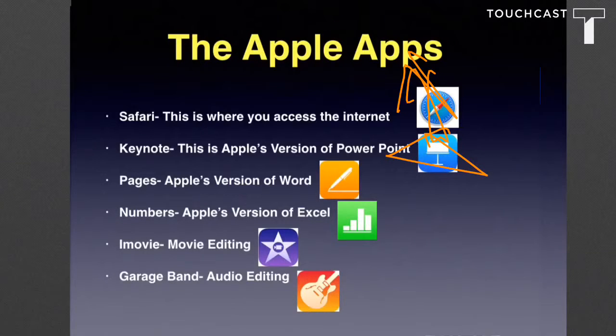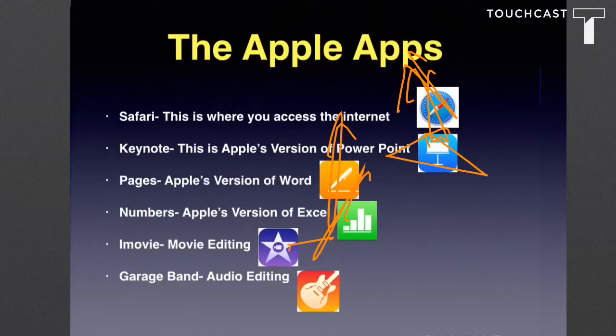Now, with these, you will have access fairly soon to Microsoft apps also. So you will have PowerPoint, Excel, and Word. And so this icon right here, that's Apple's version of Word, and it's called Pages. This one right here is Apple's version of Excel called Numbers. That one right there is Apple's version of movie editing, and it's called iMovie.